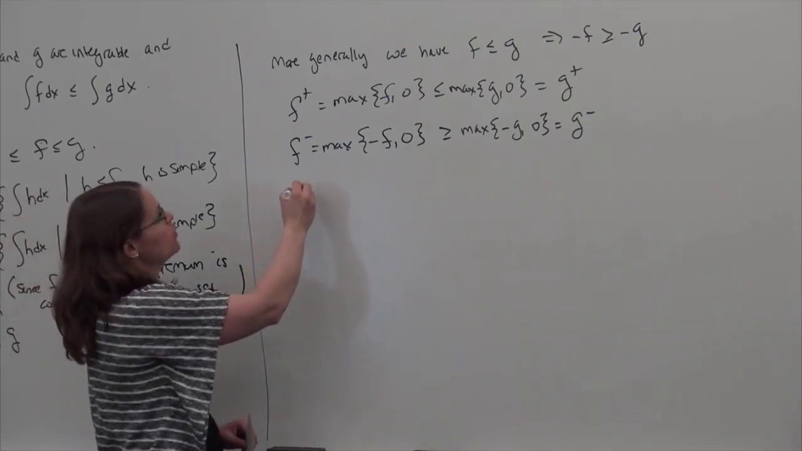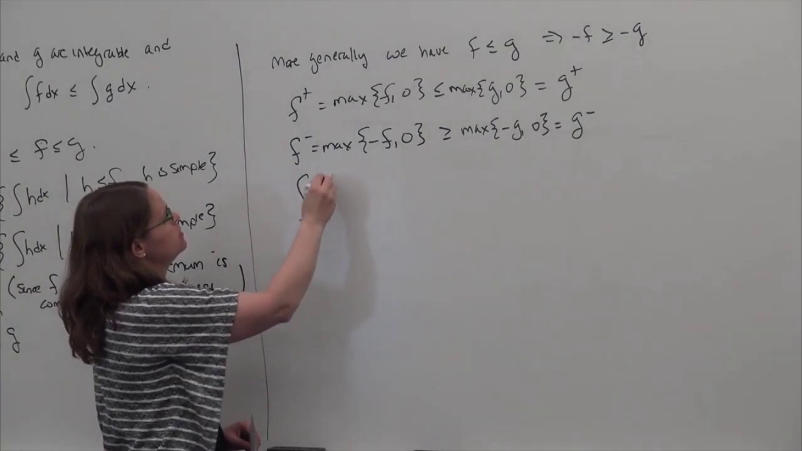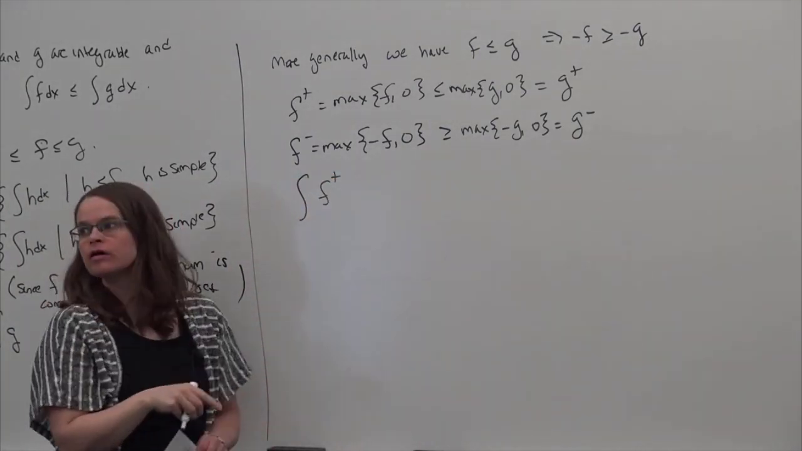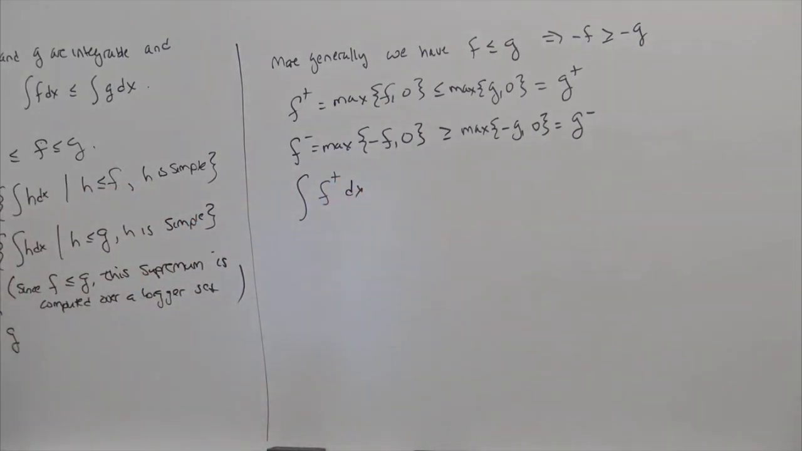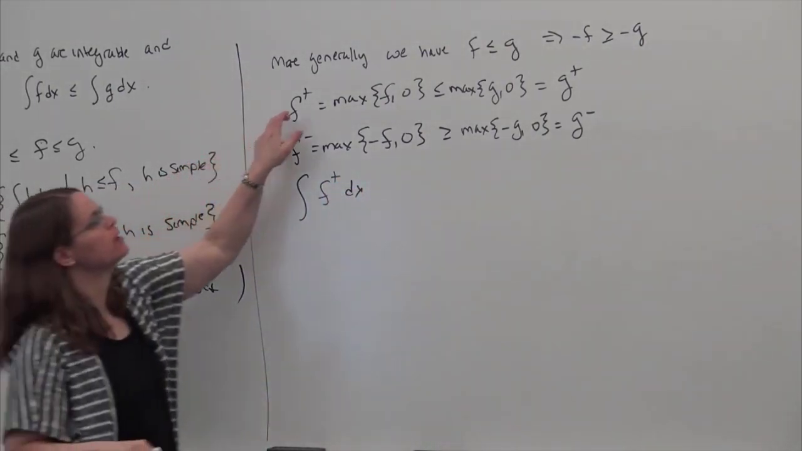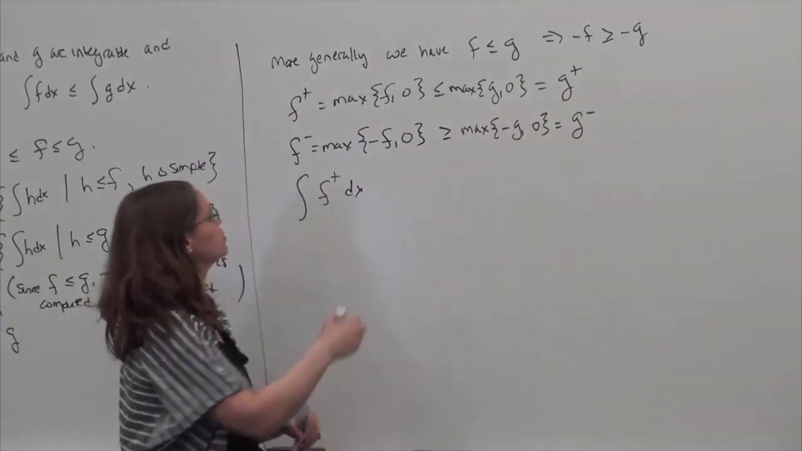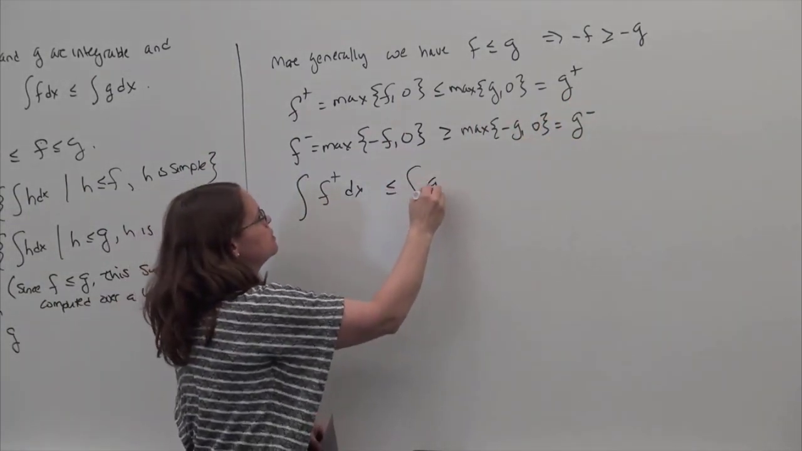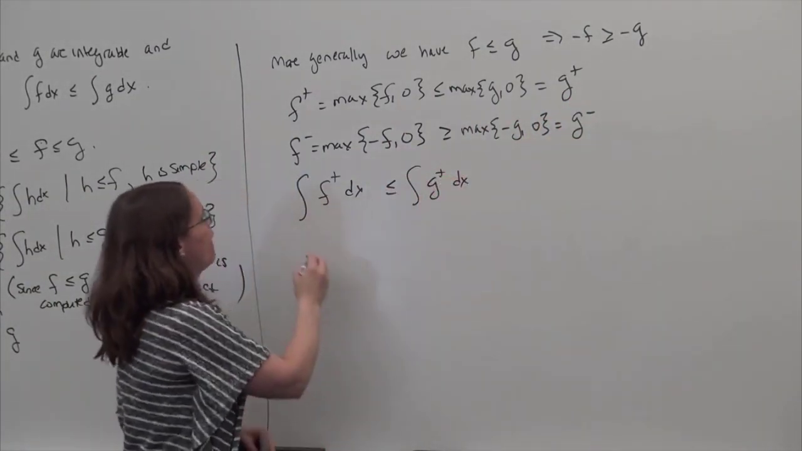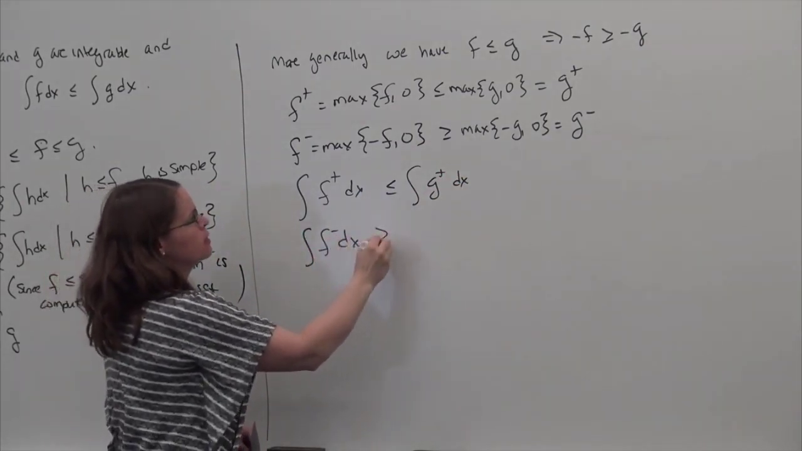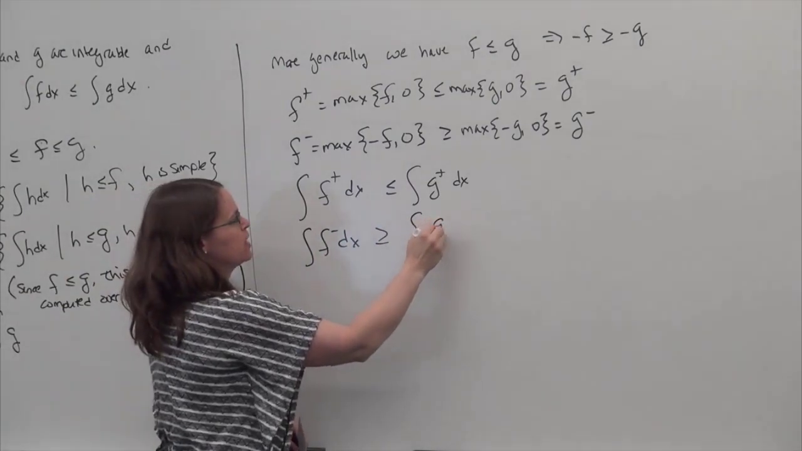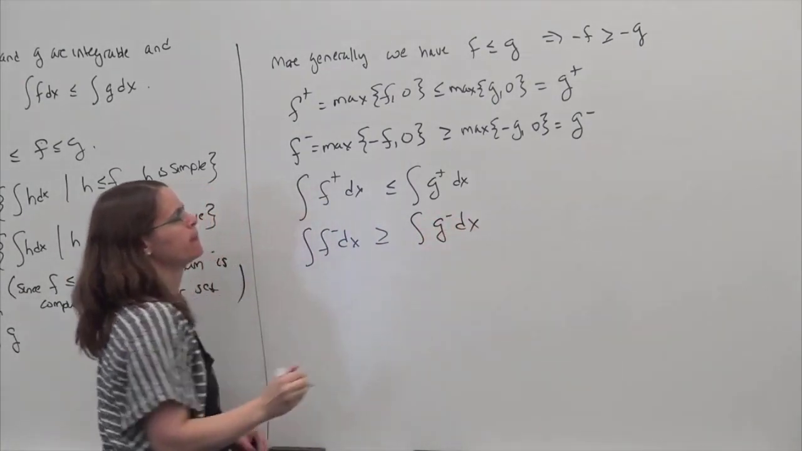Okay, so I can put these together to say, if I integrate, the positive part is a positive function, so this result holds. If this part is less than or equal to this, then the integrals are too. And similarly, the integral of the negative part of f is going to be bigger than or equal to the integral of the negative part of g.